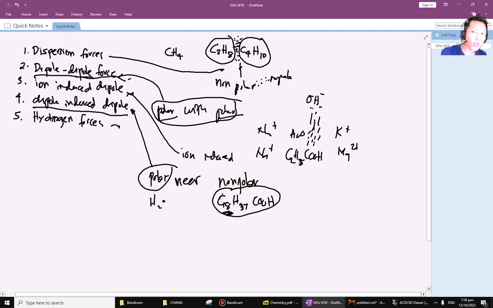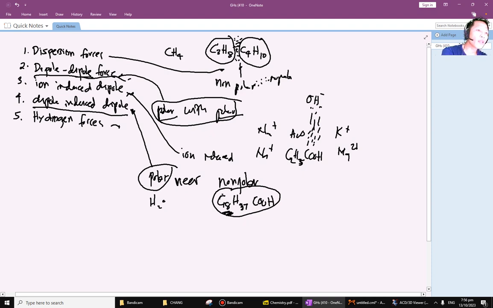Dipole wins. Water wins. Okay? So dipole inducing its force on the non-polar substances. So that's why it is called dipole-induced dipole. But if it's a dipole with an ion, of course the ion wins. So that's why it is called ion-induced dipole. Okay? You can see the difference. You only have to look at the polarity and the ionic substances.